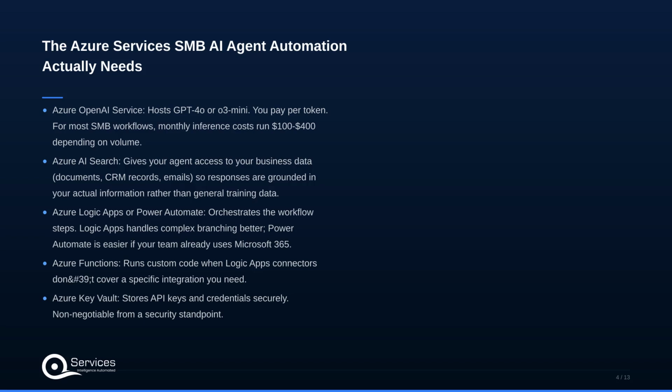You probably don't need Azure Machine Learning, Azure Databricks, or a custom vector database on day one. Azure AI Search handles most SMB-scale retrieval needs cleanly. Skip Kubernetes unless you're running dozens of concurrent agent instances. Start simple, then extend the stack as you understand your actual load and usage patterns.